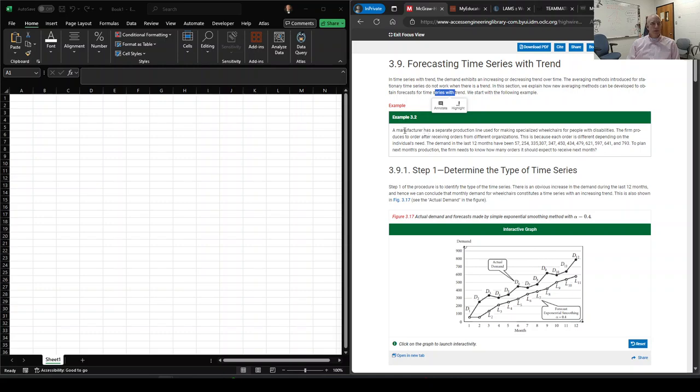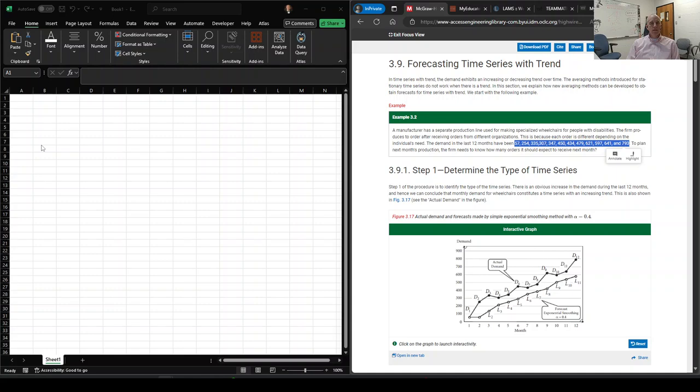Here's an example. A manufacturer has a separate production line used for making specialized wheelchairs for people with disabilities. The firm produces to order after receiving orders from different organizations. This is because each order is different depending on the individual's needs. The demand in the last 12 months has been 57, 254, 335, 307, 342, and so on. To plan next month's production, the firm needs to know how many orders it should expect to receive next month.